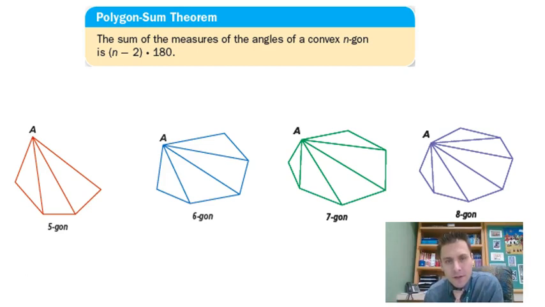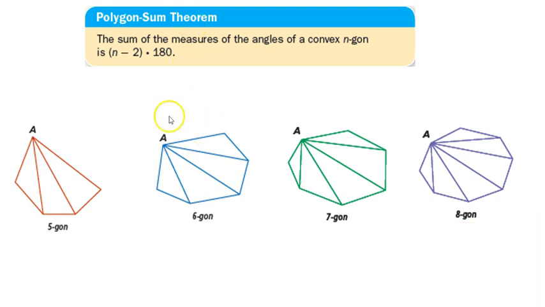All right, so we've looked at the triangle sum theorem, we've looked at the quadrilateral sum theorem, and now we're going to generalize this with the polygon sum theorem. And that says that the sum of the measures of the angles of a convex n-gon, doesn't matter how many sides there are, it could be 7, 8, 10, 12, 40, doesn't matter how many sides there are.